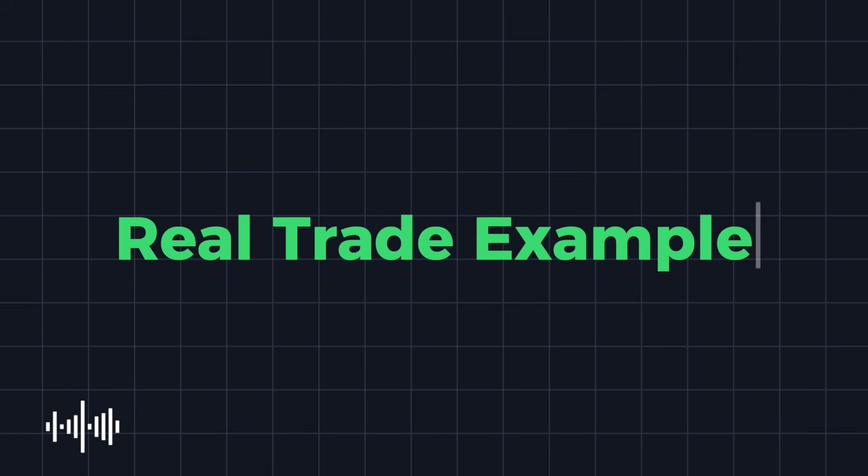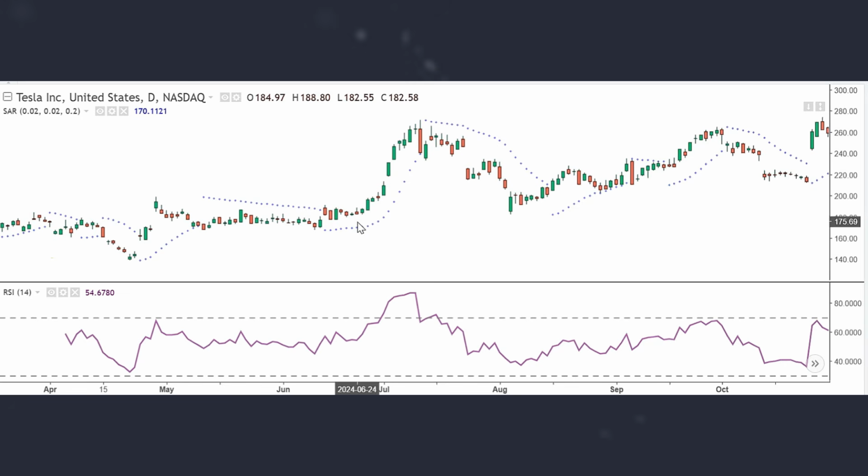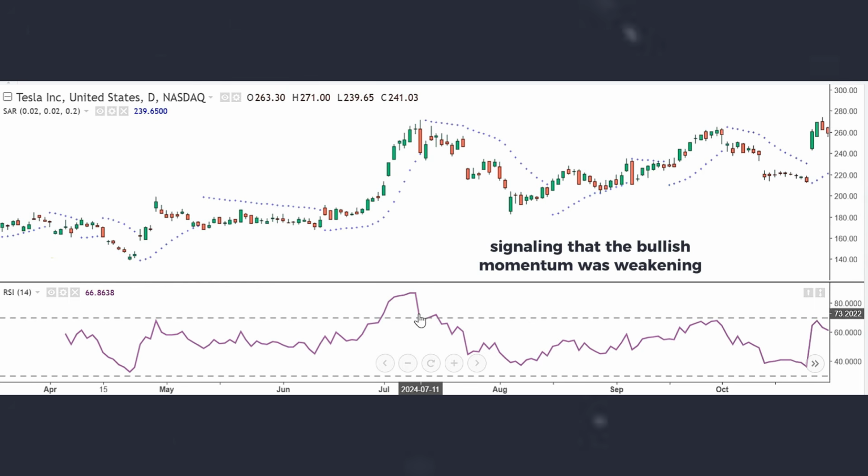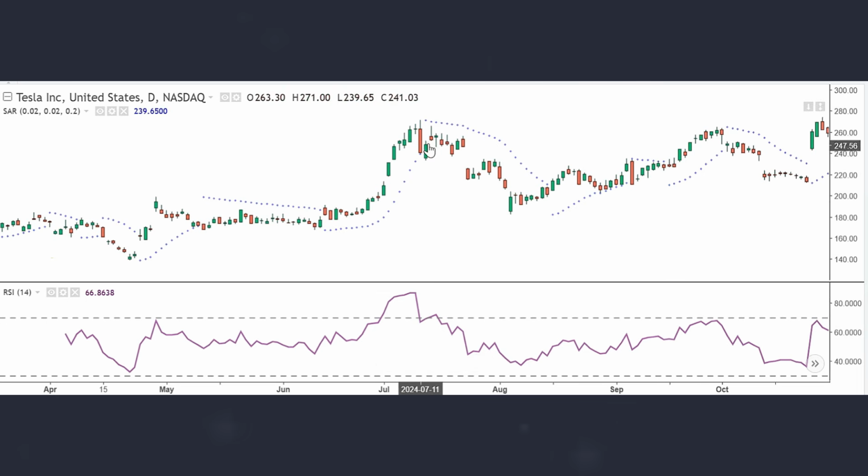Real trade example. Let me show you a quick real example. This is Tesla in July 2024. Right here, you can see the RSI move into the overbought zone and then cross back below the 70 level, signaling that the bullish momentum was weakening. At the same time, the Parabolic SAR dots flip above the price, confirming that a potential downtrend was starting. Using these two signals together, you could have entered a sell trade and captured around a 30% move to the downside.